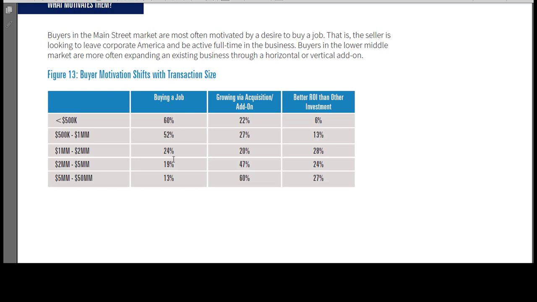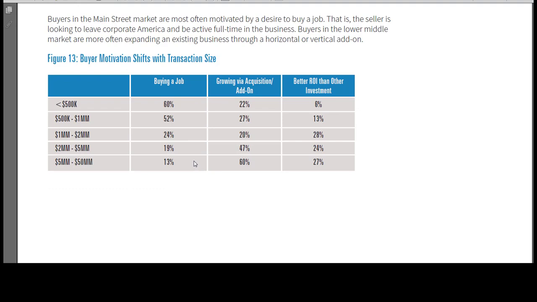Now, although that term isn't particularly elegant, this doesn't necessarily mean that these people are buying a micro business where they'll be doing all the work themselves. As you can see, even the largest category has 13% of buyers that fit this description. What it means is they'll be working in the business, but as CEO. So in this sense, it qualifies as buying a job. But all of this has to be viewed with some caution.